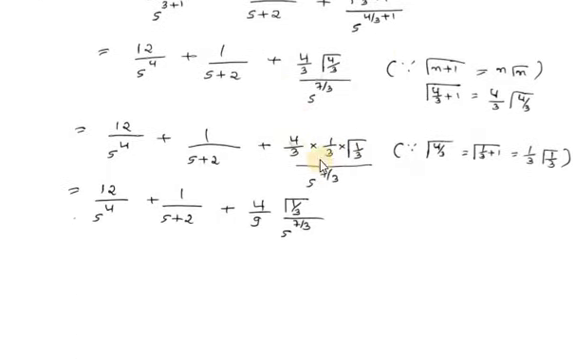Now this 4 by 3 as it is, and gamma of 4 by 3 is 1 by 3 into gamma of 1 by 3. Again we have applied the formula gamma of n plus 1 equals n into gamma of n. Now 1 over s plus 2 as it is, 4 and 4, and 3 threes are 9, and gamma of 1 by 3 as it is, divided by s raised to 7 by 3.